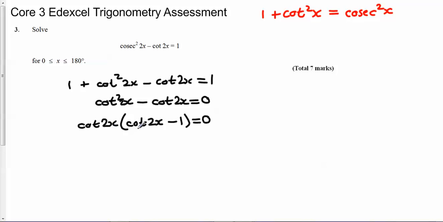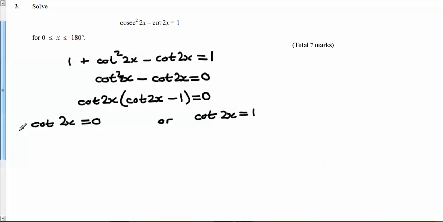Now if those two things are going to multiply to give 0, then we've got two options. We've got that cot 2x could be equal to 0, or cot 2x could be equal to 1. Now in order to solve these, we're going to need to change them into 1 over tan 2x in both cases.